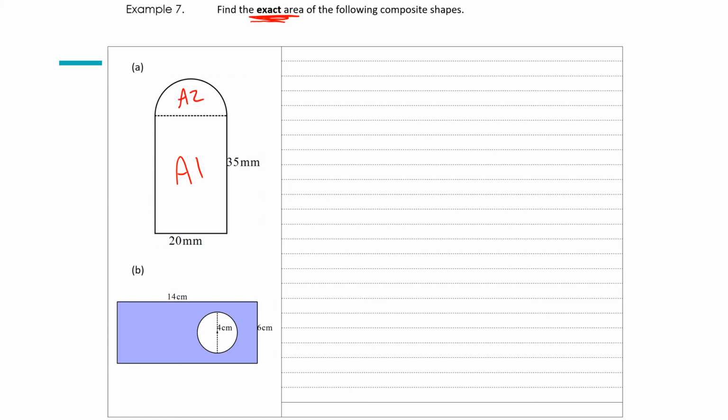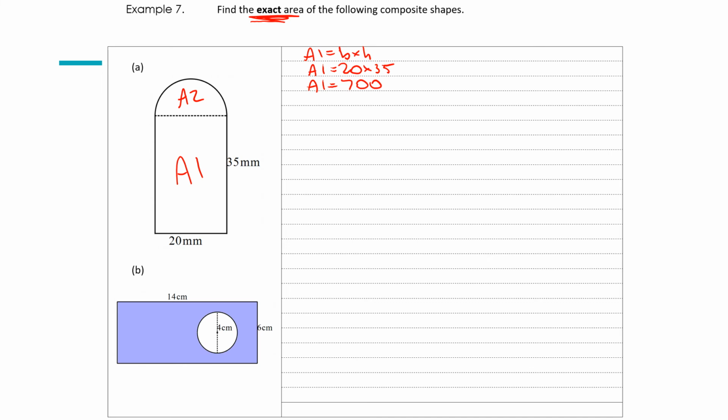Area 1 is just a rectangle, so we're going to do area 1 equals base times height. Area 1 equals 20 times 35. Area 1 equals, now because this answer won't need rounding, we can actually calculate it, is 700.